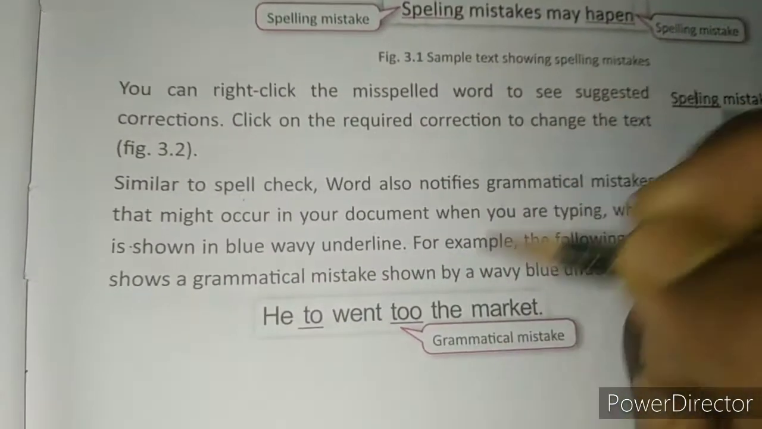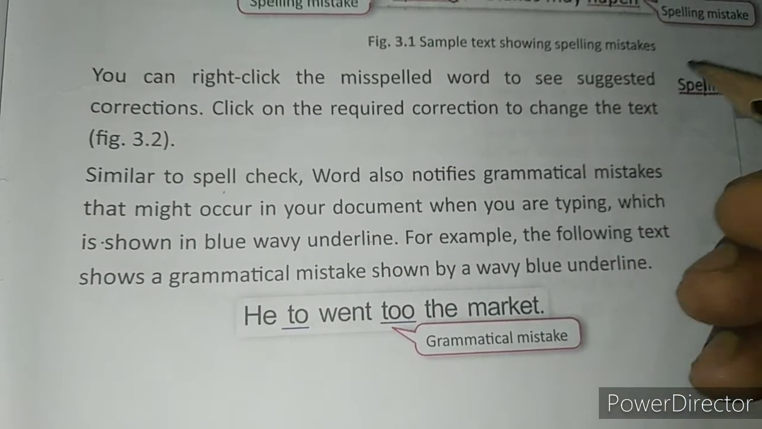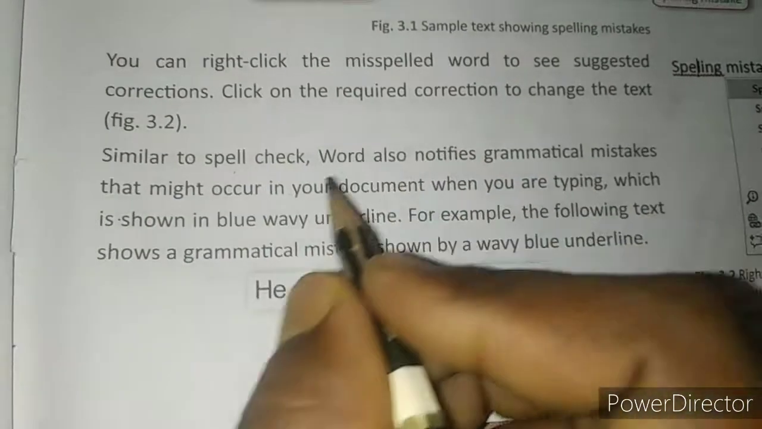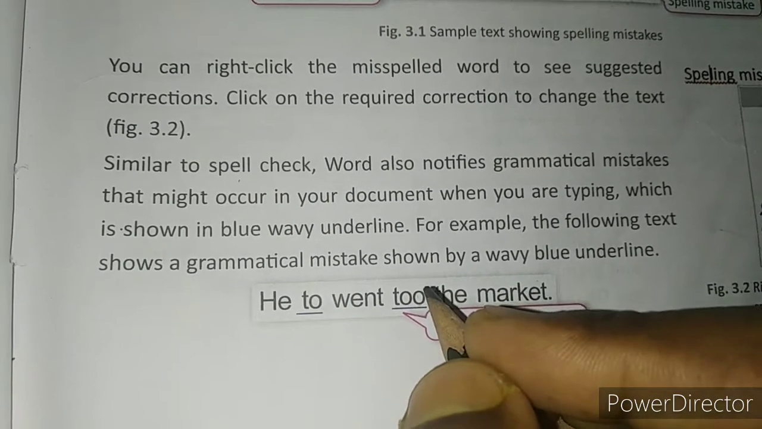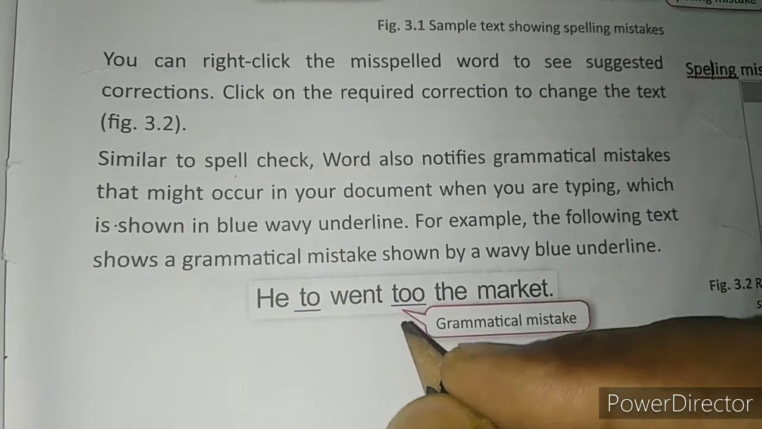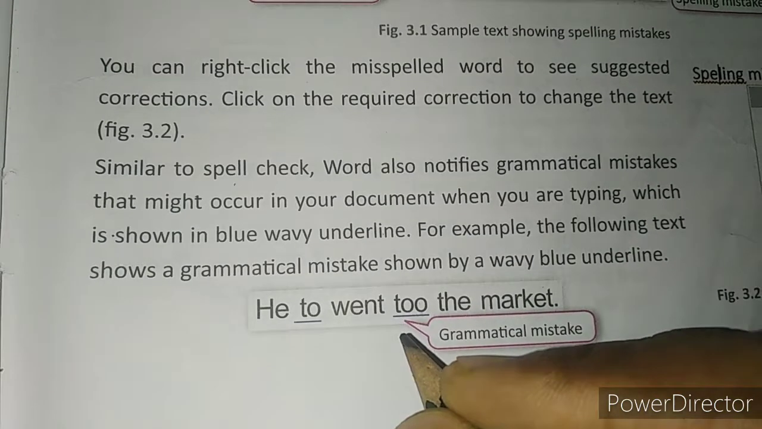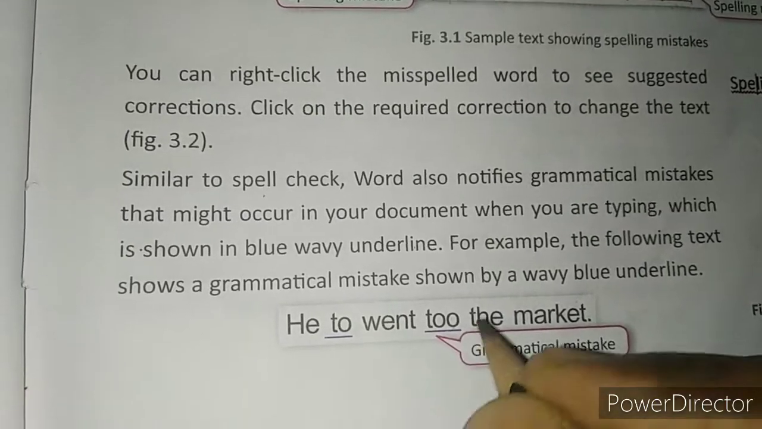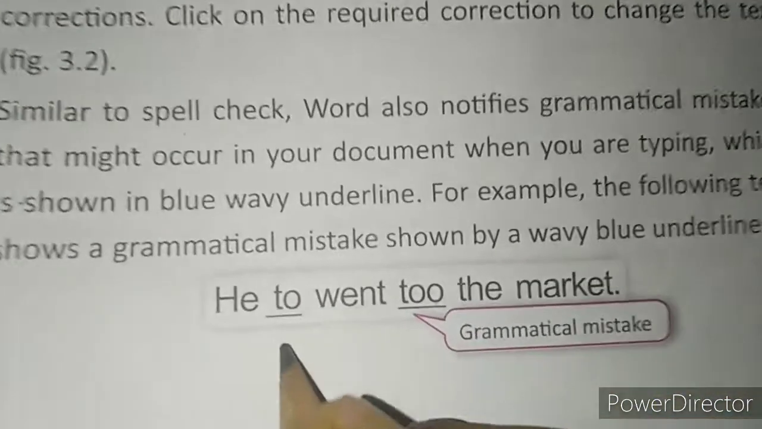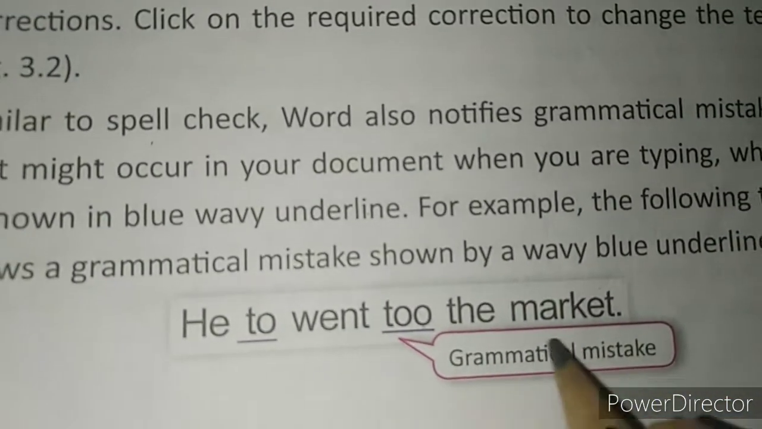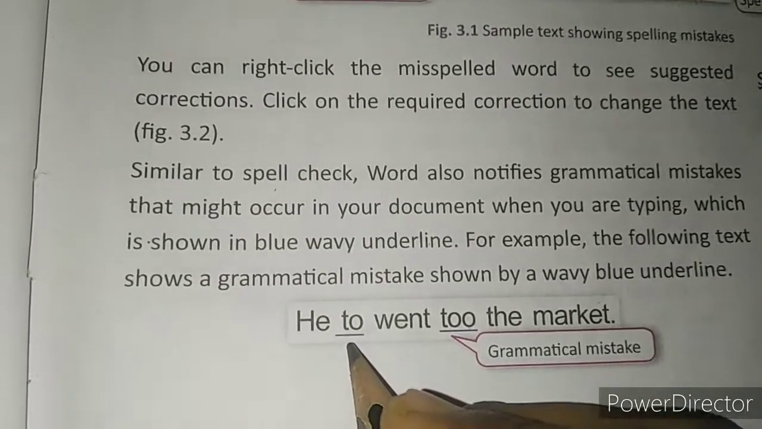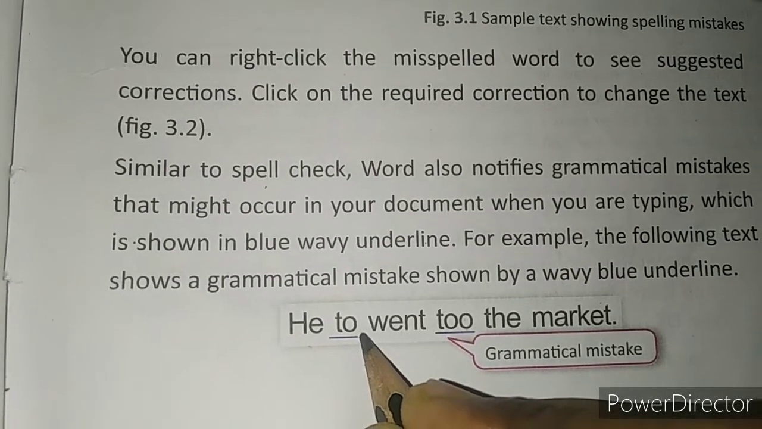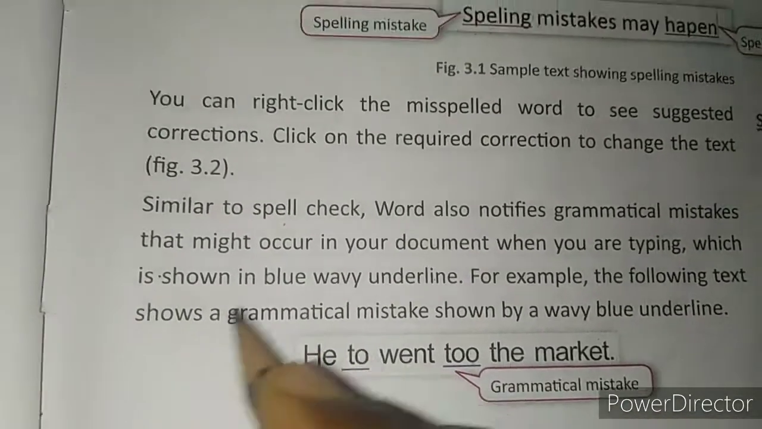Before this we have already discussed how we can correct spelling mistakes. Now we will discuss how to correct grammatical mistakes. The grammatical mistakes are underlined by a blue line, you can see here. And here there are two mistakes. Here "too" should be there, and here "to" should be there.